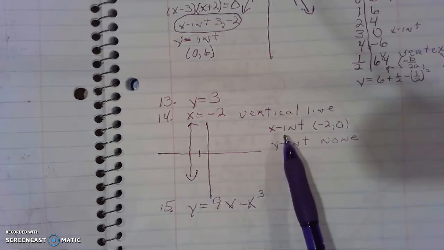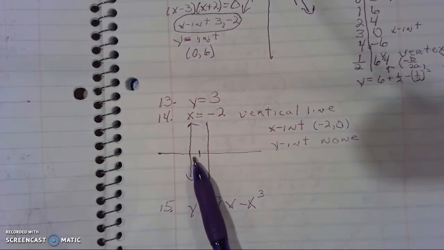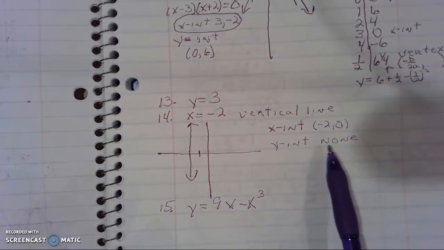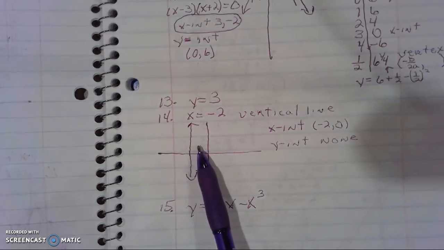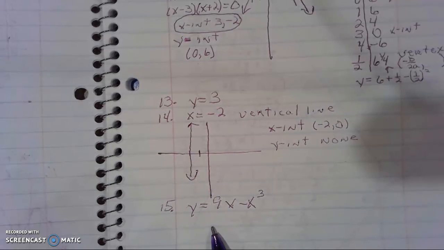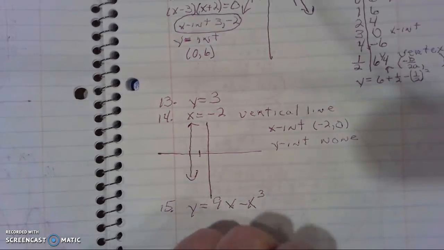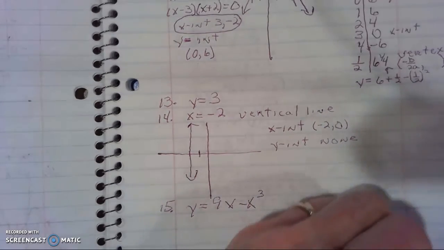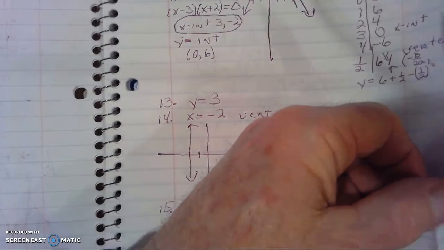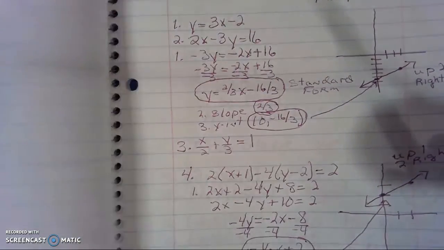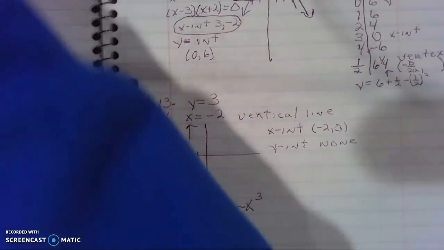When you only have x, the x-intercept is negative 2, 0. No y-intercept. And the slope on a vertical line is undefined. Then number 15 is a cubic polynomial, which you do the same way as our other cubic polynomials. Okay, that concludes the lesson.